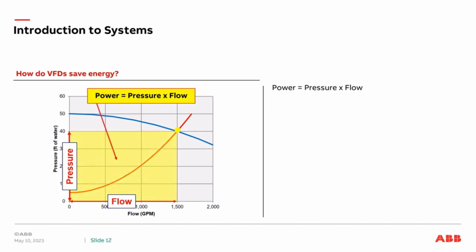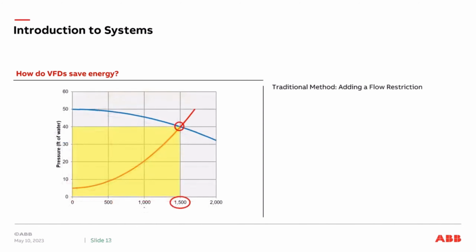That's pressure times flow. Now, the traditional method is adding a flow restriction valve. What we see here is a pump, and there's a flow restriction valve. Let's say we want to change our flow from 1,500 down to 1,000. So to reduce the flow, we close the valve restricting the flow. This restricts the flow from 1,500 gallons per minute down to 1,000 gallons per minute.